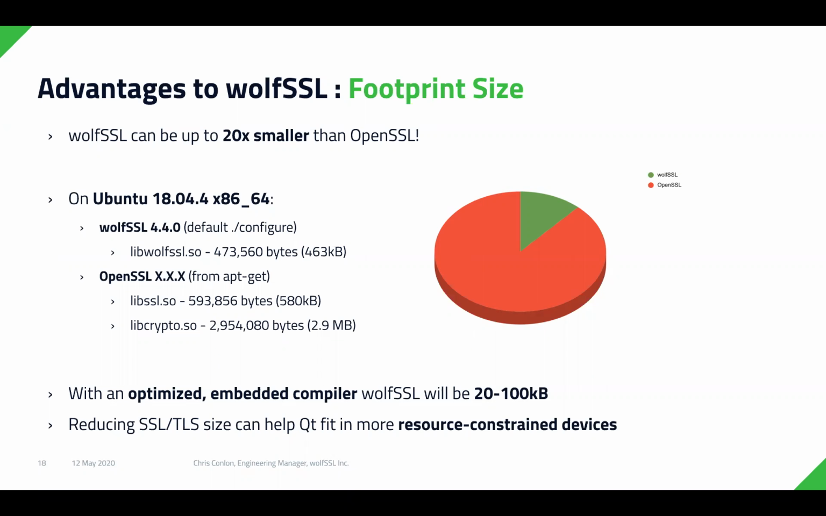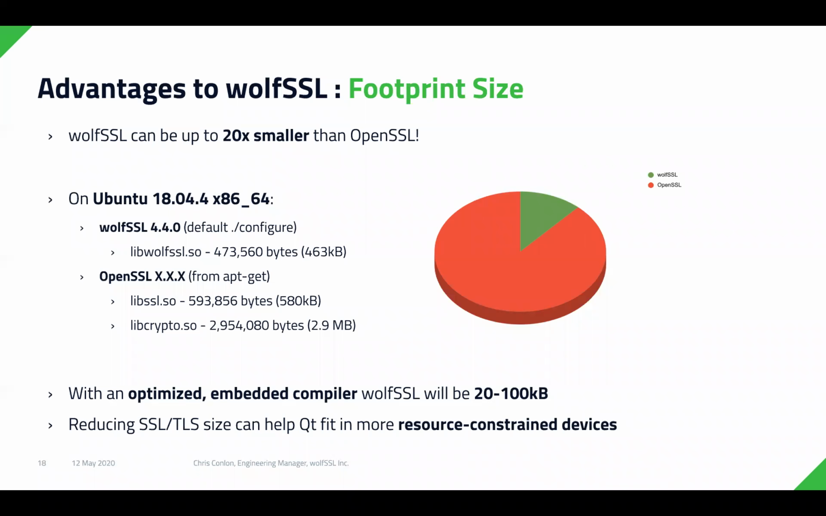wolfSSL 4.4.0 compiled just using the default configure was 463 kilobytes. OpenSSL from apt-get, libSSL was 580 kilobytes, and libcrypto was 2.9 megabytes. So you can see there's a significant difference in footprint size between those two.